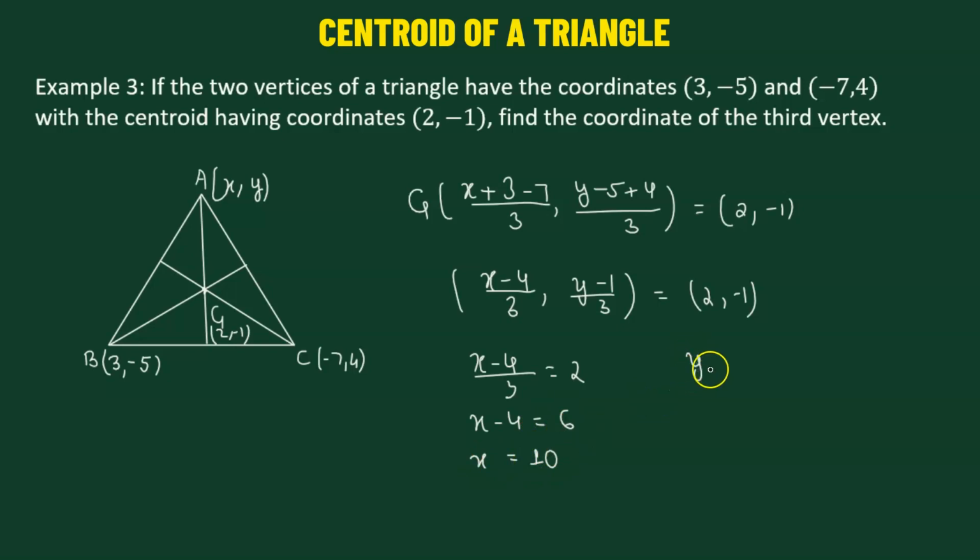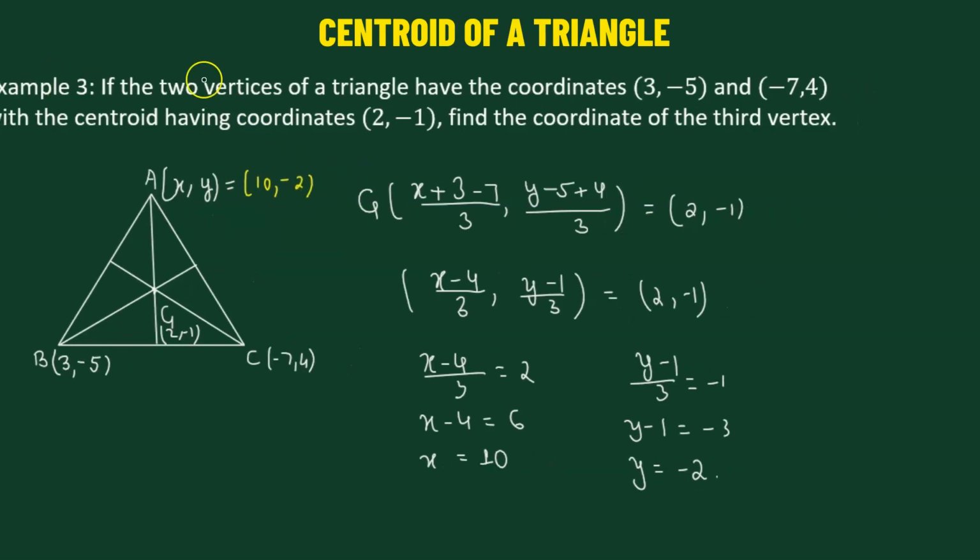And then we have (y − 1)/3. So this will be equal to −1, which gives us y − 1 = −3. So y will be equal to −2. So we have obtained the coordinates of the third vertex. So that's simply (10, −2).